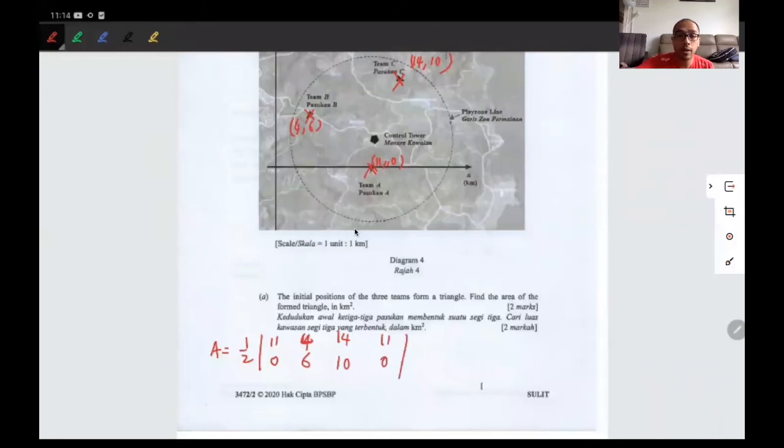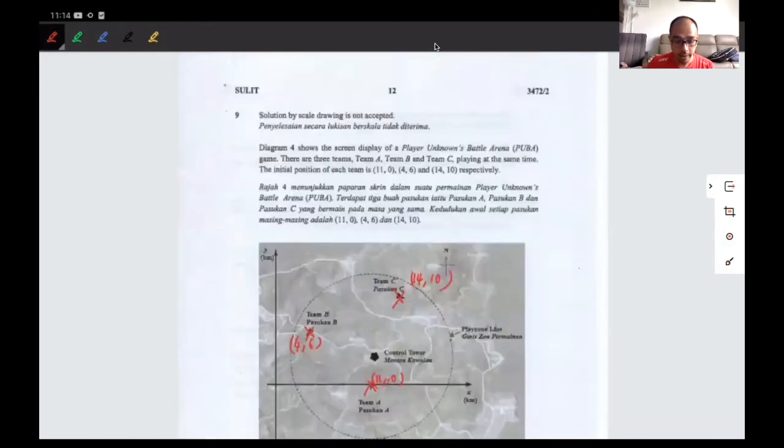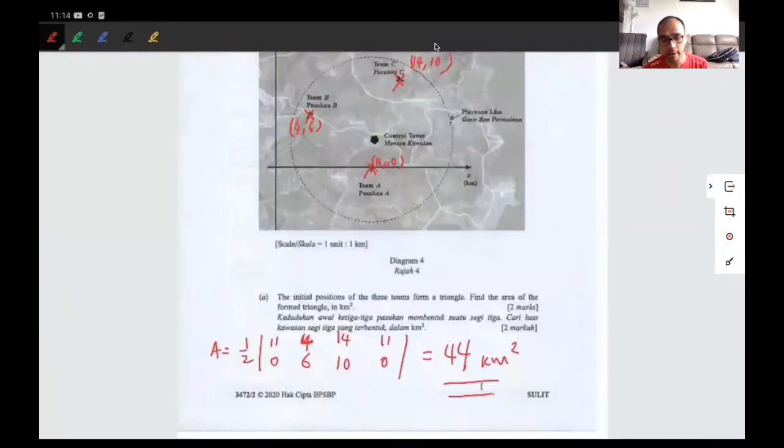Okay, and then once you do all that, I'm going to skip the working just to show you. So the area is about 44. Okay, 44. If you want to write kilometers squared, also can. Actually, it doesn't really say kilometers. Does it say kilometers? Oh, it does. Find the area in kilometers squared. Doesn't matter. Okay, 44. Once you do all that, you get 44.